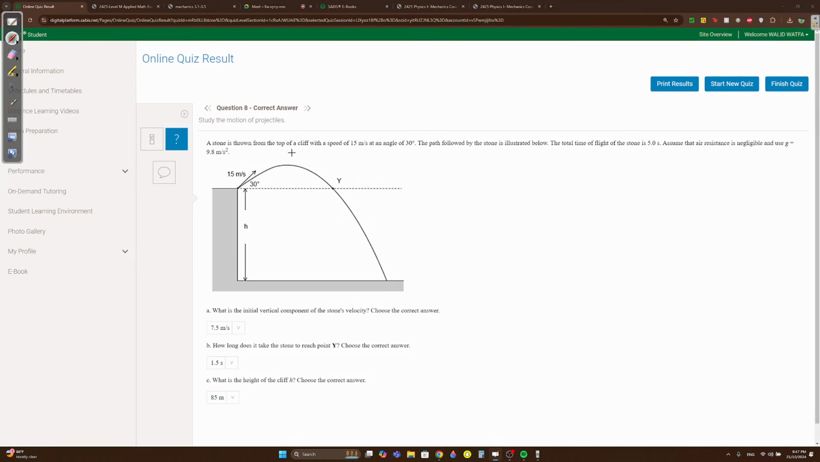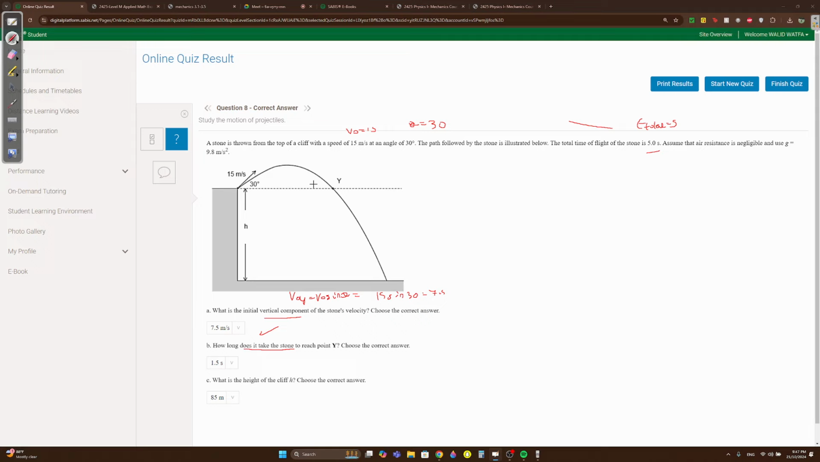A stone is thrown from the top of a cliff with a speed of 15, so v naught is equal to 15. This is the second grid, if I'm not wrong, to study the motion of projectiles. At an angle of 30, so theta is equal to 30. The total time is 5. Use g equals 9.8. Here is the diagram. What's the initial vertical component? V naught y is equal to v naught sine theta, which is equal to 15 sine 30, which is 7.5.